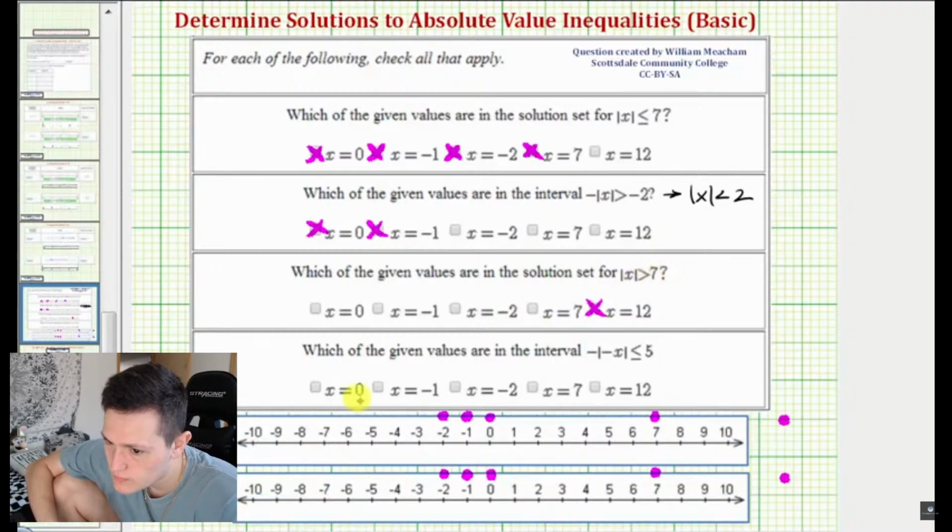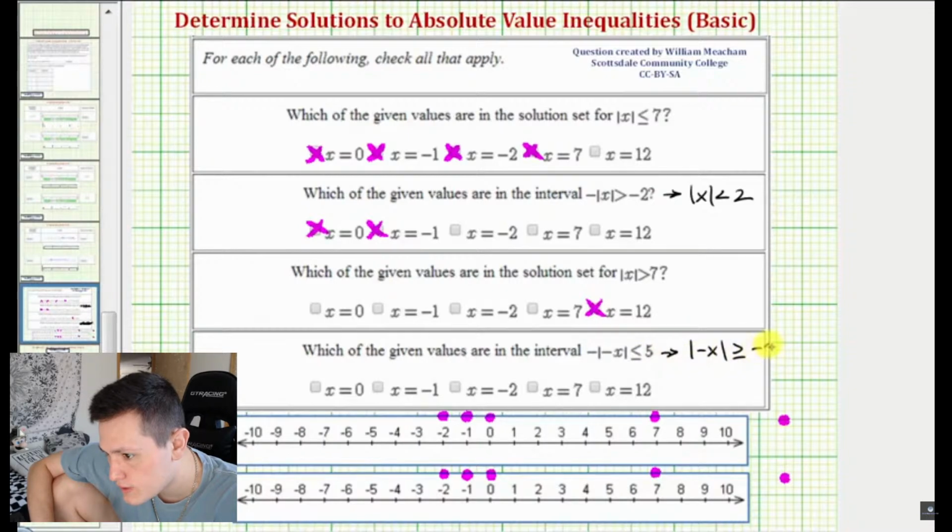And this last one's a little tricky. Which of the given values are in the interval, negative absolute value of negative x less than or equal to 5? First thing we should do is solve for the absolute value. So again, we're going to multiply or divide both sides by -1, which requires us to reverse the inequality. So we would have the absolute value of negative x is greater than or equal to negative 5. And you flip the sign.